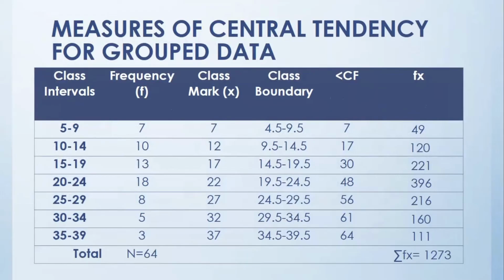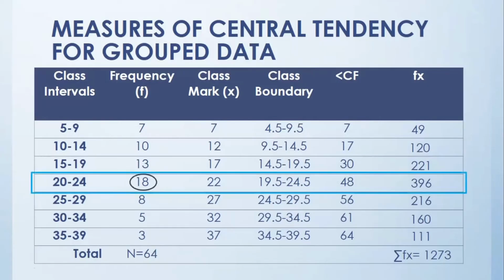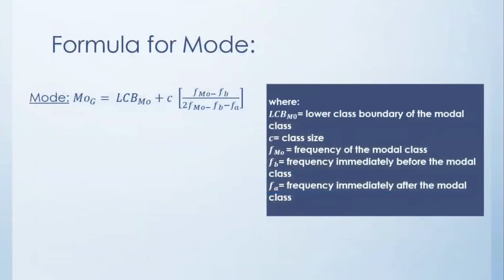Okay, so we are to locate first the modal class. Again, modal class, it is the class with the highest frequency. So, tingin tayo dito sa frequency column natin. And what is the highest frequency in here? It is 18. And yung class na yon, yung katapat ng 18 na yon, will be the modal class. Okay. Since we already identified the modal class, so we can now substitute the values dito sa formula.